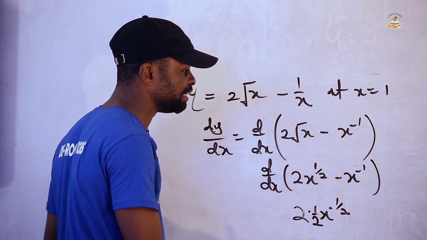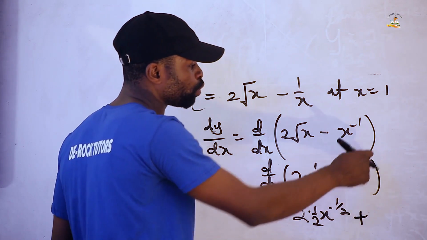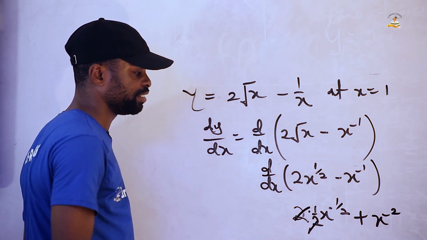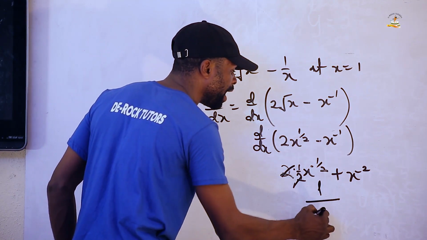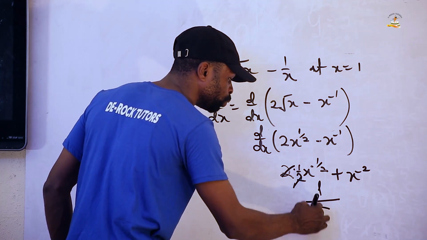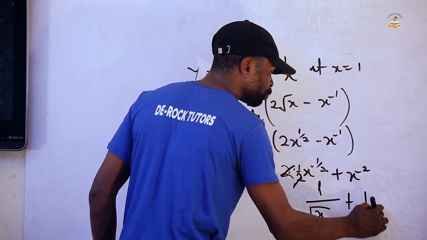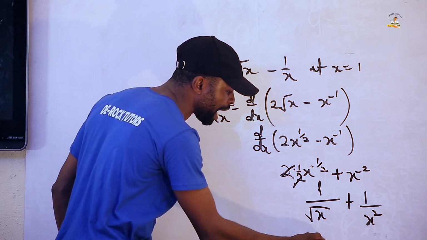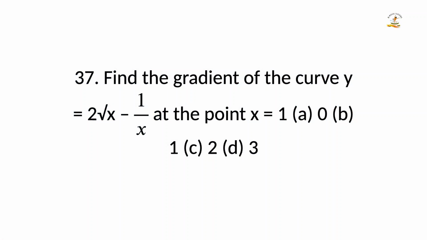Then we differentiate this one in a similar way. This minus 1 will come down, and it will change to plus. Then we subtract 1 from the existing power, it becomes minus 2. This will take care of this. We now have this written in fraction form as 1 over x raised to power 1 over 2, which is 1 over root x, plus 1 over x squared. Substituting x equal to 1, we are going to have 1 plus 1. Therefore, the answer to this question is 2, which is option C.